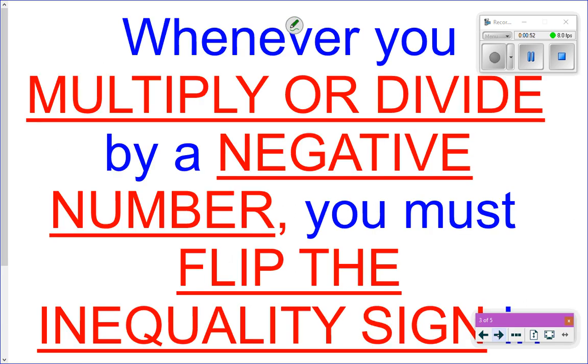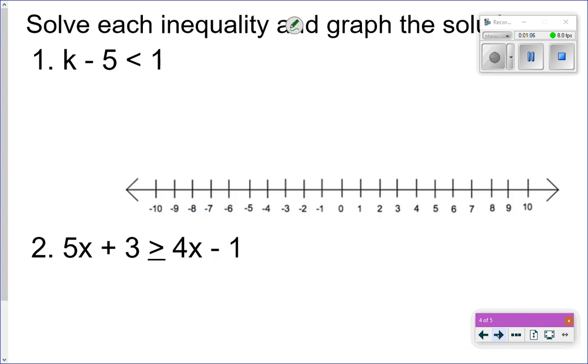Okay, remember, whenever you multiply or divide by a negative number, you must flip the inequality sign. That's always been true ever since you've been learning about inequalities since pre-algebra. Whenever you multiply or divide by a negative number, you have to flip the inequality sign. Okay, and then the best way to learn these is just to do examples.